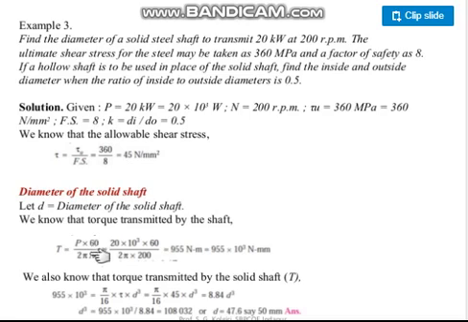So from that, T is equal to P into 60 upon 2 pi n, and P is 20 into 10 cube, into 60, 2 pi into n, which is 200. From this I told you, because you are using watt, what you get is Newton meter. So you have to convert it into Newton millimeter. You just multiply it by 1000. Okay, so this you get torque.